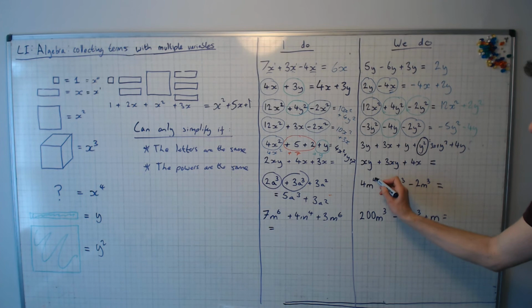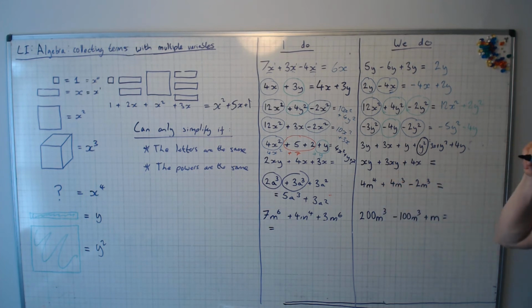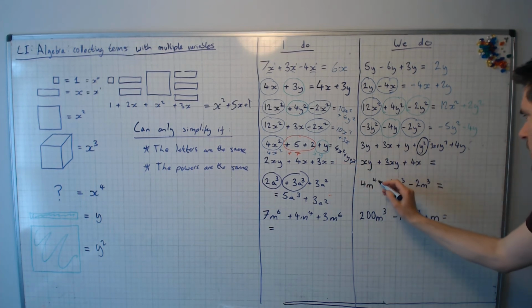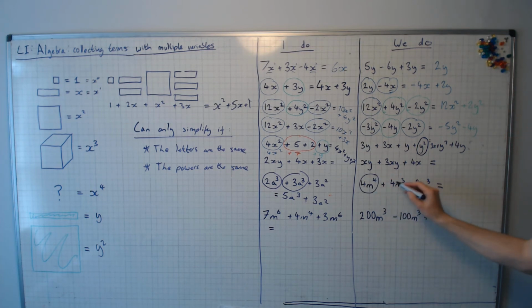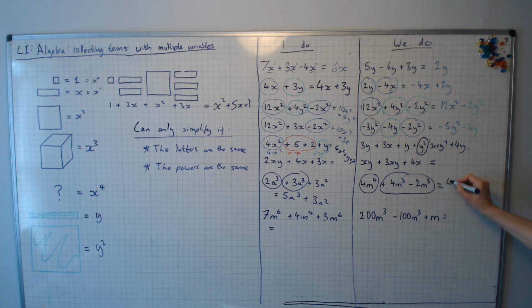So again, we're looking at the powers here. The letters are the same. Oh, I seem to have skipped one. That doesn't matter. So that's a different power to these ones. So these have the same power. So we have 4m to the 3, 4 of them minus 2 of them leaves us with 2m cubed.